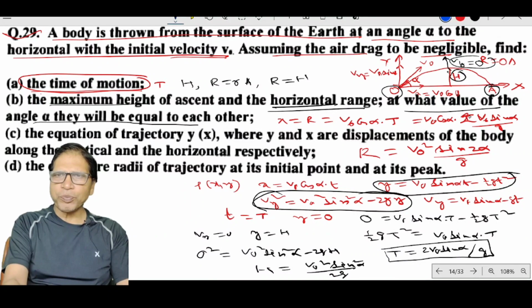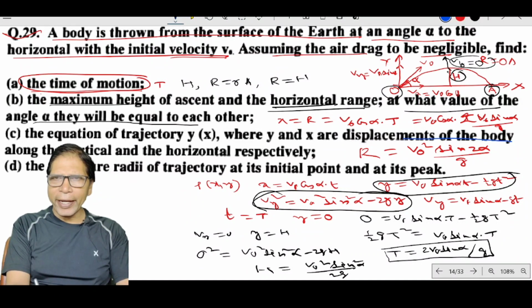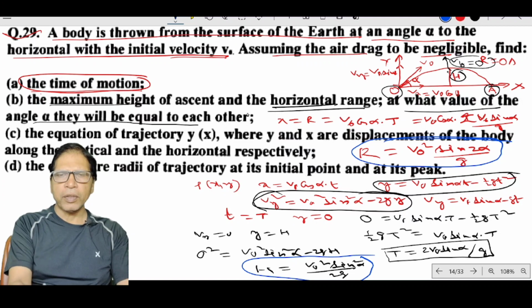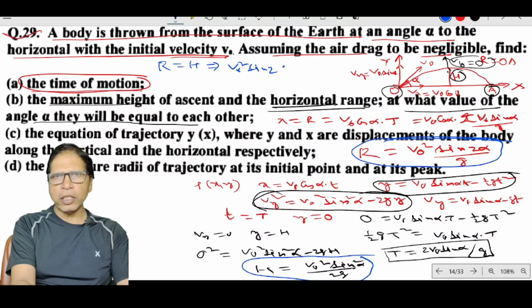Now next, at what angle of inclination alpha will the horizontal range R and maximum height H be equal? Therefore here R equals H. Now what is R? R is v naught square sin 2 alpha by g.